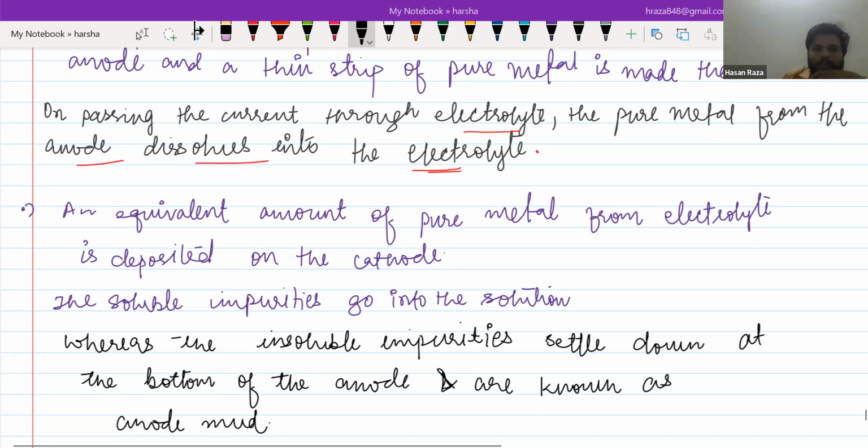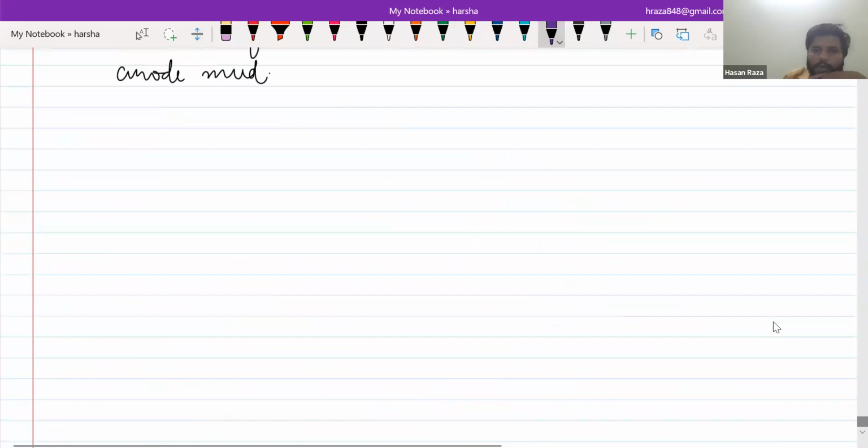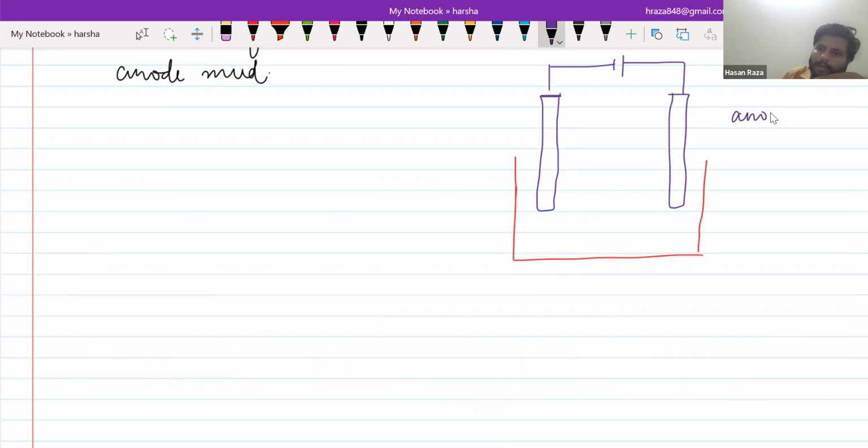So see what is going on here in electrolytic refining. We have basically this representation. I'm going to draw it again. We have a container in which we have two electrodes. One is the cathode, which is attached to the negatively charged terminal, and this is the anode. Anode is positively charged and cathode is negatively charged.